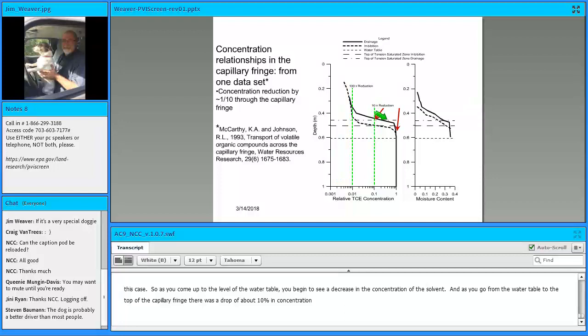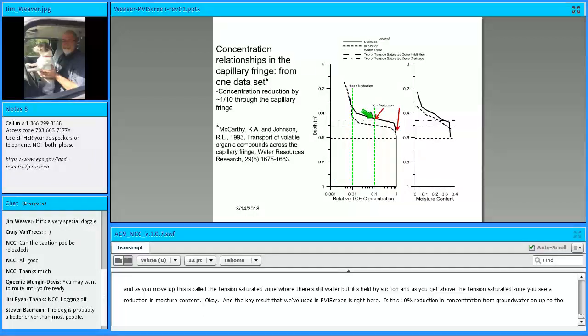Okay, so over here on this graph is again the depth, but the moisture content. So here's the water table, and as you move up, this is called the tension saturated zone, where there's still water, but it's held by suction. And then as you get above the tension saturated zone, you see a reduction in moisture content. Okay, and the key result that we've used in PVIScreen is right here, this 10% reduction in concentration from groundwater on up to the top of the capillary fringe.